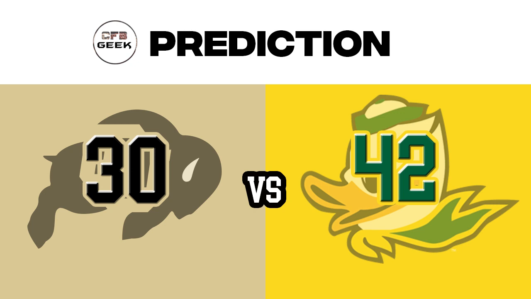I got Oregon winning by the score of 42 to about 30. And it's going to say a lot about Colorado. Colorado's going to get theirs, but I think Oregon is going to keep on scoring and get theirs a lot in this game, honestly. And that is it for this game preview of Colorado and Oregon.